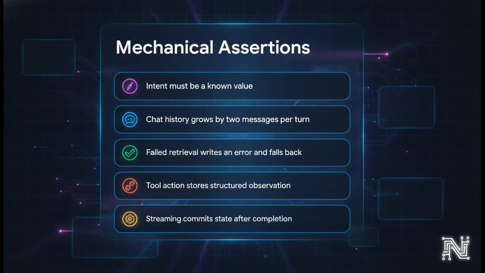You verify that a safety flag like approved is true before any send action happens. If a retrieval fails, you check that it writes a retrieval error and correctly routes to a fallback. You check that a tool action stores a structured observation for the next step, and that a streaming action only commits its final state when it's totally done. Basically, you are testing the mechanics of the state machine, not the poetry of the LLM.